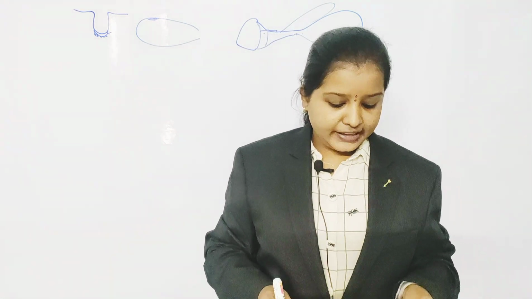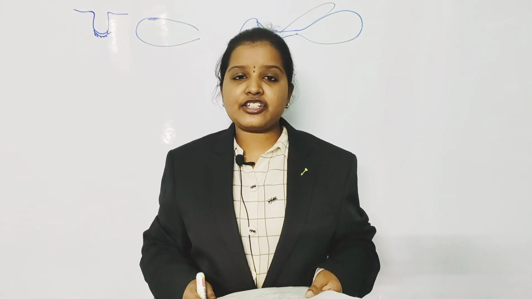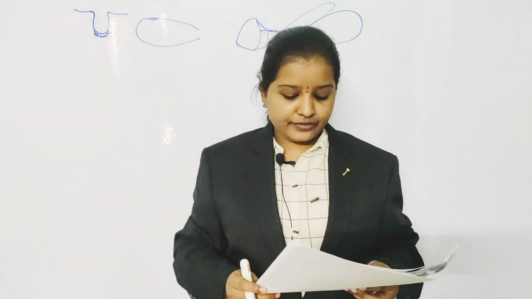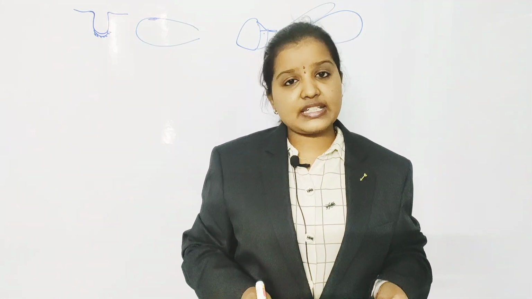Single unbranched vein in the insect wing is, in case of wing venation, the unbranched vein in the insect wing is costa. Costa is only a single vein which is unbranched.